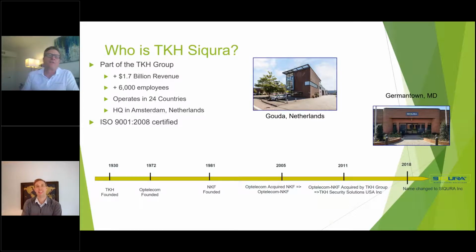Yeah. So I wanted to just briefly touch on who Siqura is. We are part of the TKH group, which is a company based in Houten, the Netherlands. The group is about 85 companies or so, and they go out and purchase companies that they feel are undervalued and then put them together in business units, and Siqura is one of those business units. In total, we're $1.7 billion worth of revenue with about 6,000 employees in 25 countries.